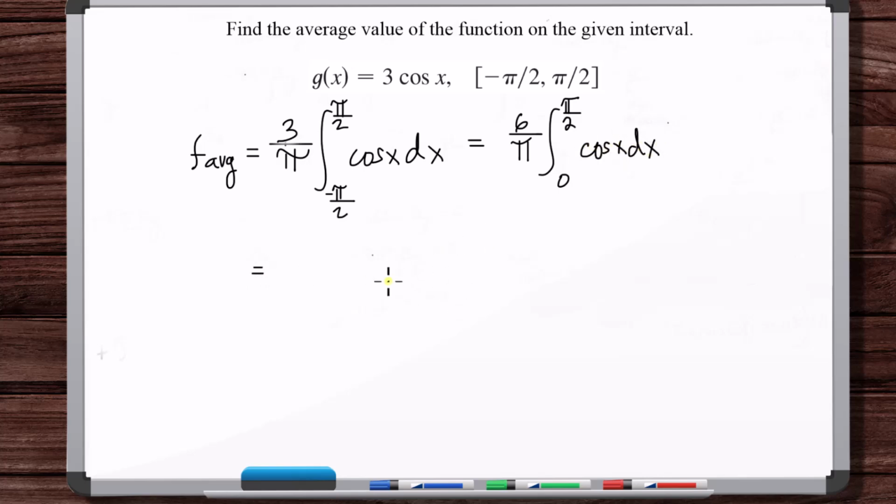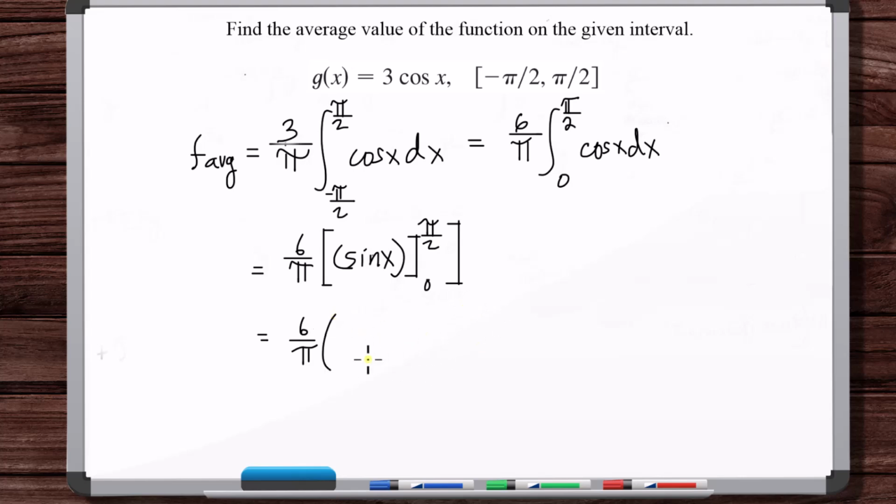Okay, so what we've got is sine of x evaluated from 0 to pi over 2. So this is 6 over pi. Sine of pi over 2 is 1. Sine of 0 is 0. So this is 6 over pi.